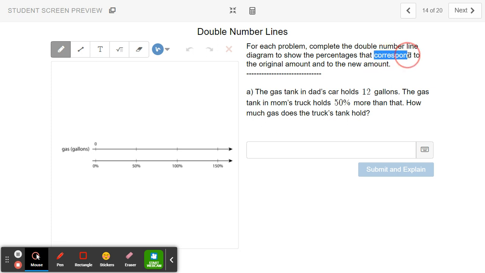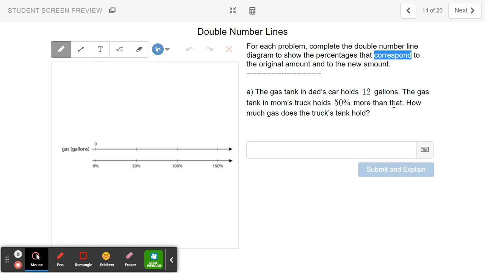That word correspond means which ones match up, which ones go together, right? So for instance, here, the 0 and the 0% go together. So we'll be figuring out how many gallons of gas go with 50%? How many go with 100? How many go with 150? And so on. So which ones correspond, match up to the original amount and to the new amount.